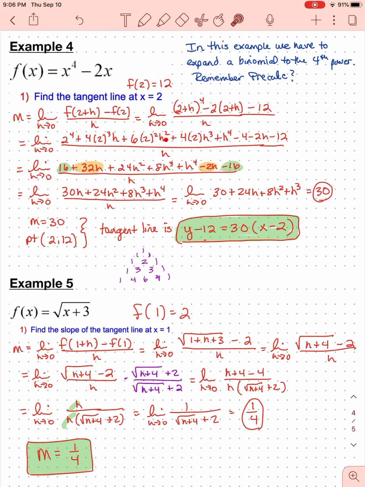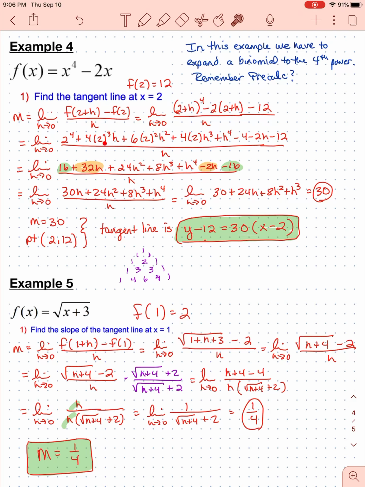So anyway, we're at 6, 2 squared, h squared. We know that's the middle because the exponents are the same. And then the next one's going to be 4, the coefficient, and then it's 2 to the first, h to the third, and lastly, it's just 1h to the fourth. So that's expanding 2 plus h to the fourth. We distribute negative 2, and we get negative 4 minus 2h, and then the minus 12.